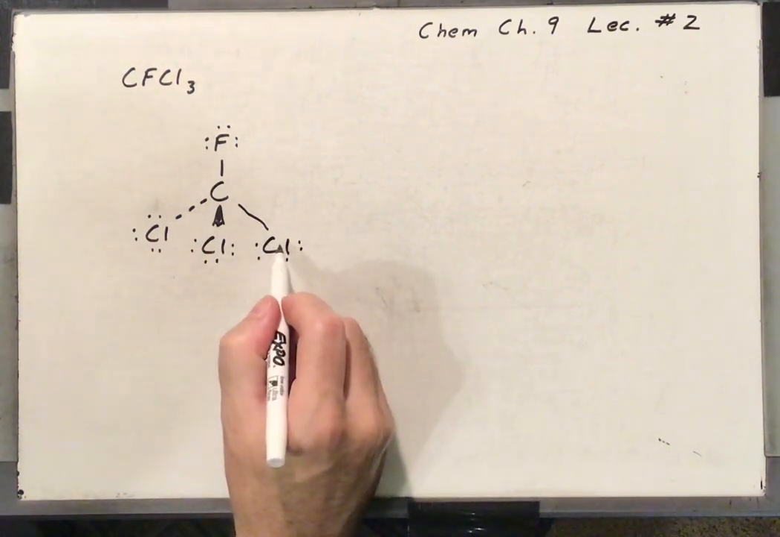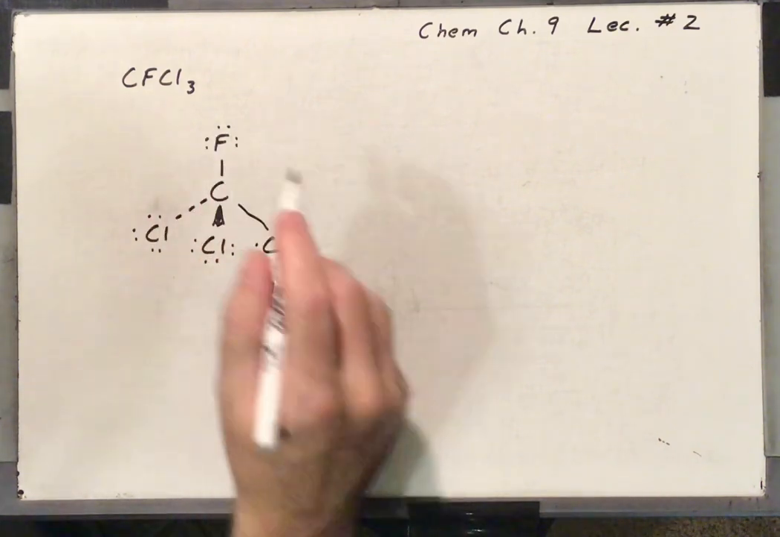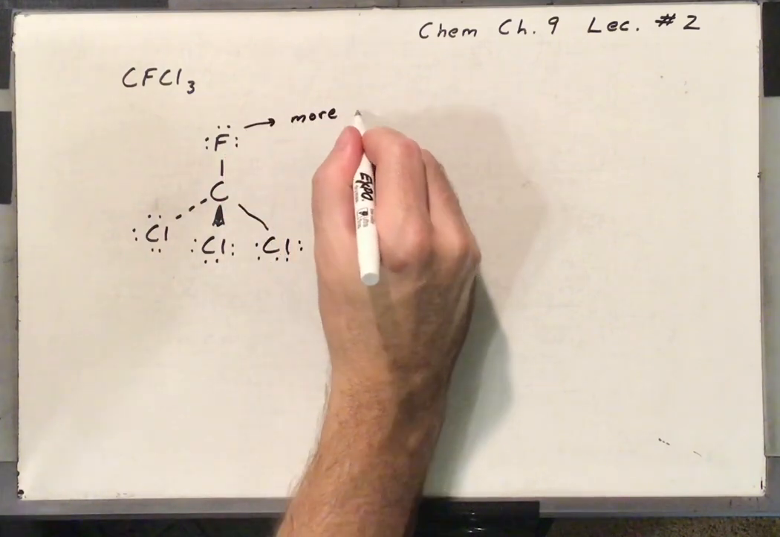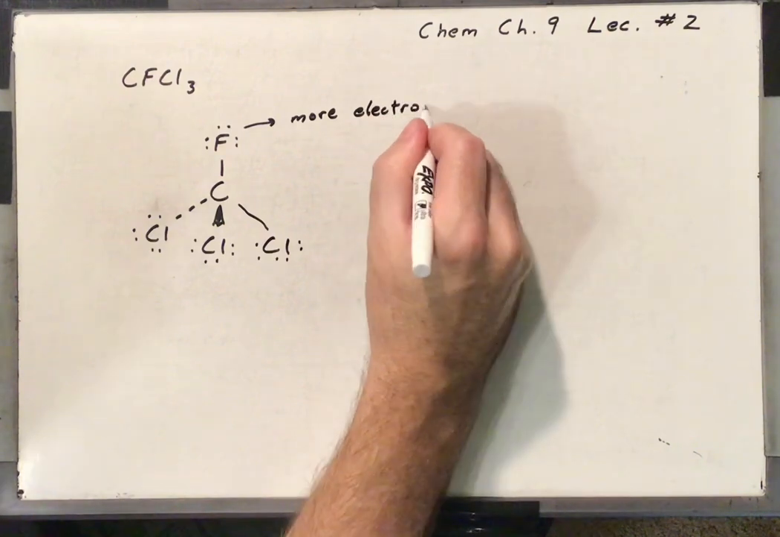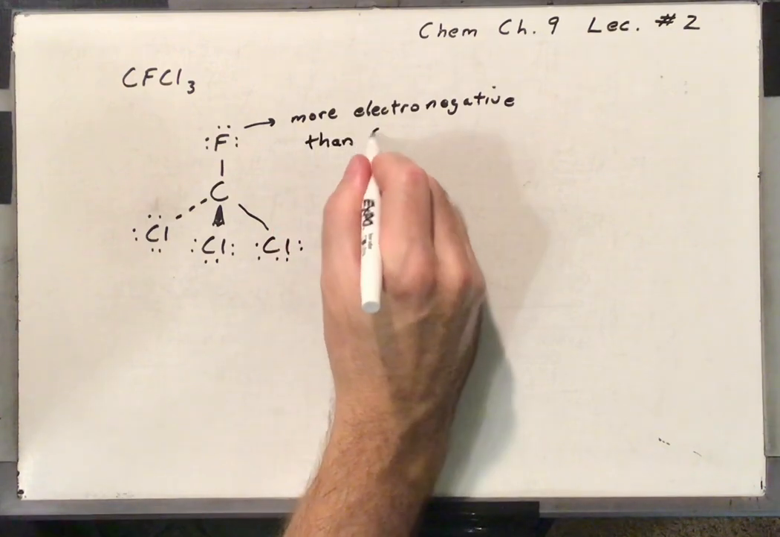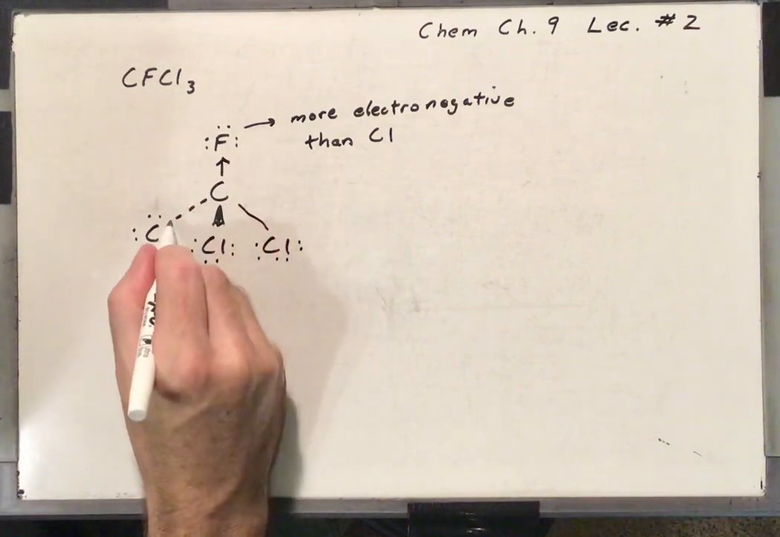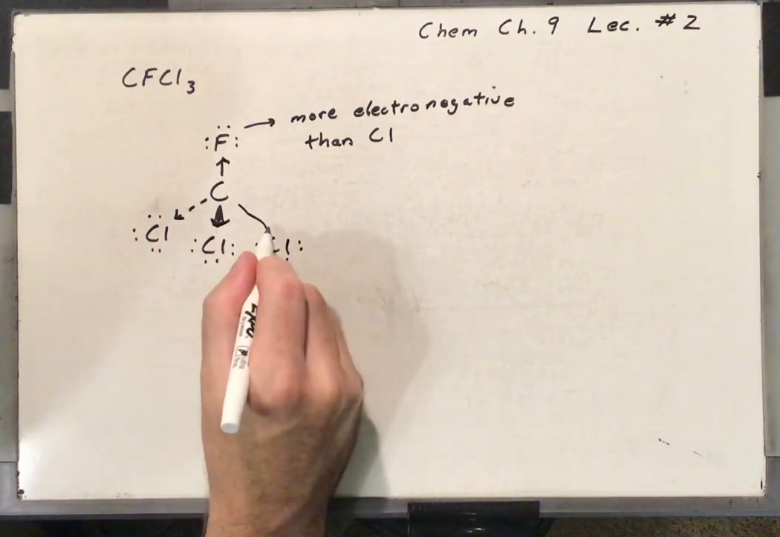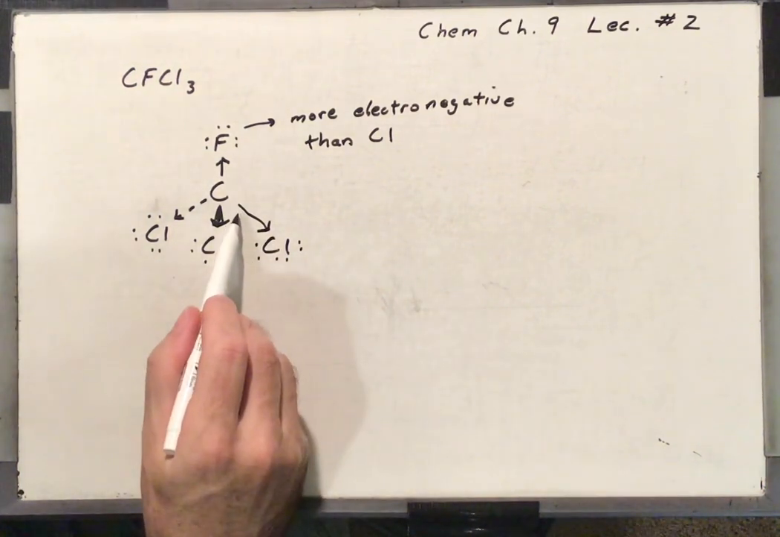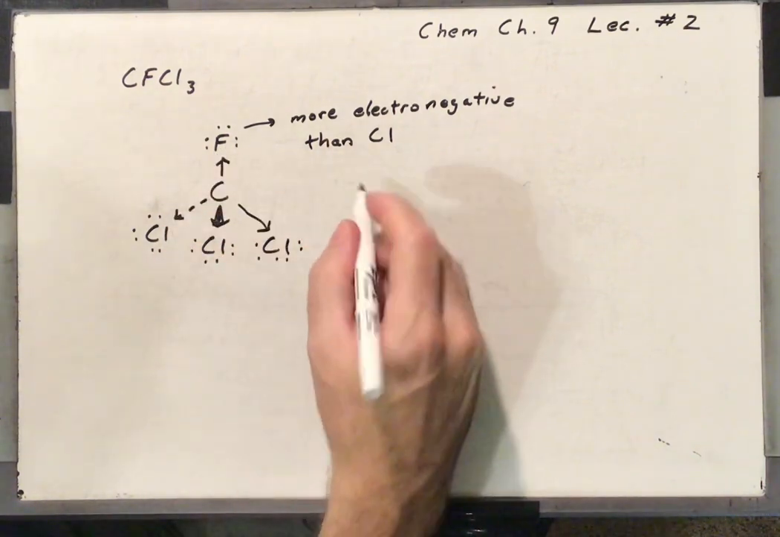Remember, column 7: 2, 4, 6, 8. Gotta have 8, right? Fluorine is more electronegative than chlorine, so the poles aren't going to cancel out. Let me draw those polar bonds in there, because fluorine and chlorine have different electronegativities. These are pulling mostly to the side, a little bit down, but mostly to the side. Fluorine's going to win. This molecule will move upward.